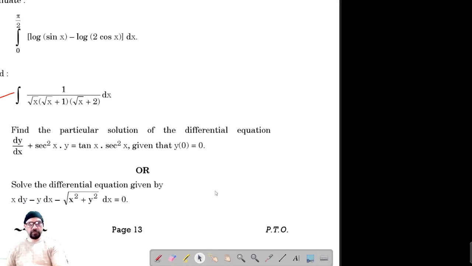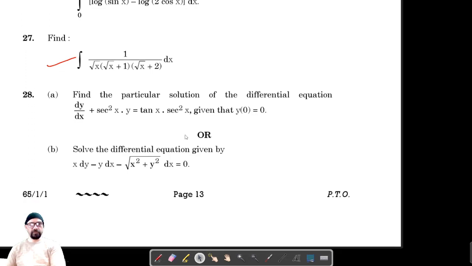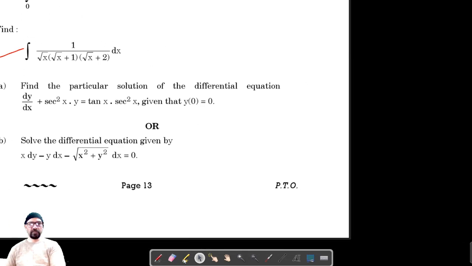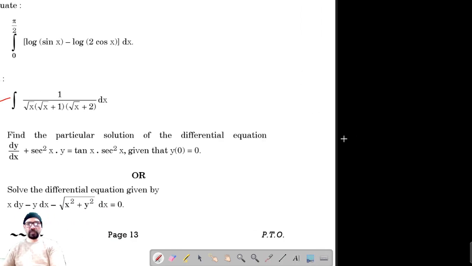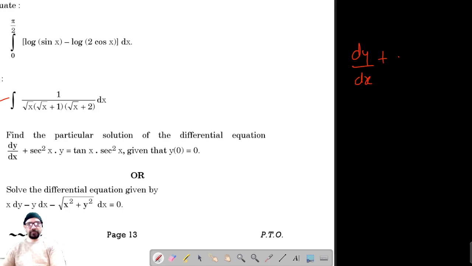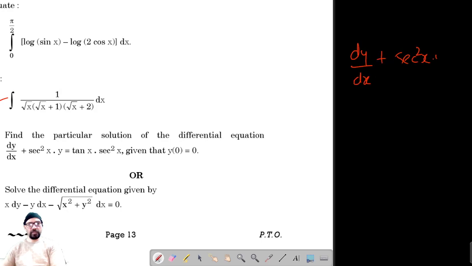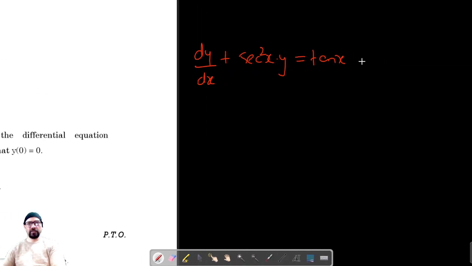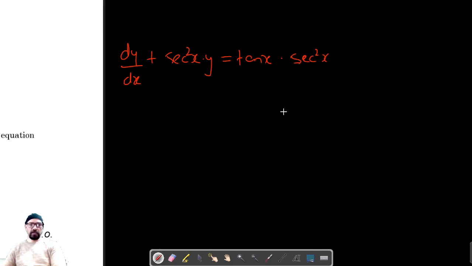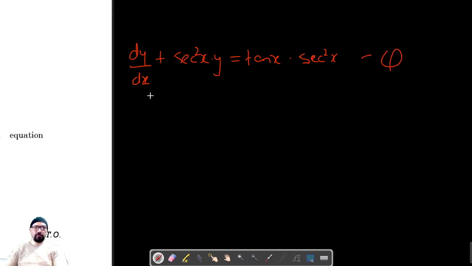Okay, so for question number 28, we have to find the particular solution of the given differential equation. The given differential equation is dy/dx plus sec²x times y is equal to tan x times sec²x.